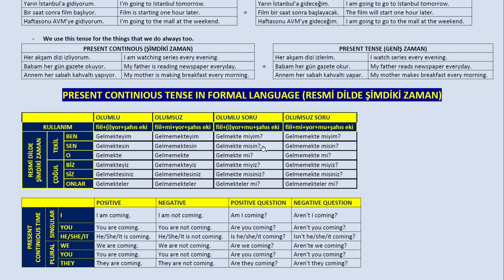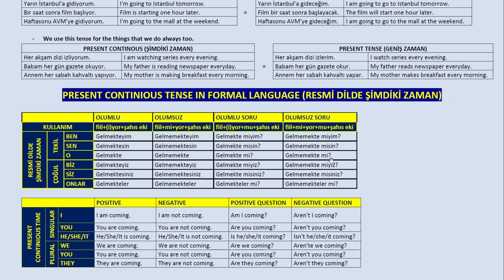In positive question, -mekte is the suffix we added to our verb. Gel, mekte, gelmekte miyim? The question suffix mi and personal suffix -im. Gelmekte misin? Gelmekte mi? Gelmekte miyiz? Gelmekte misiniz? Gelmekteler mi?